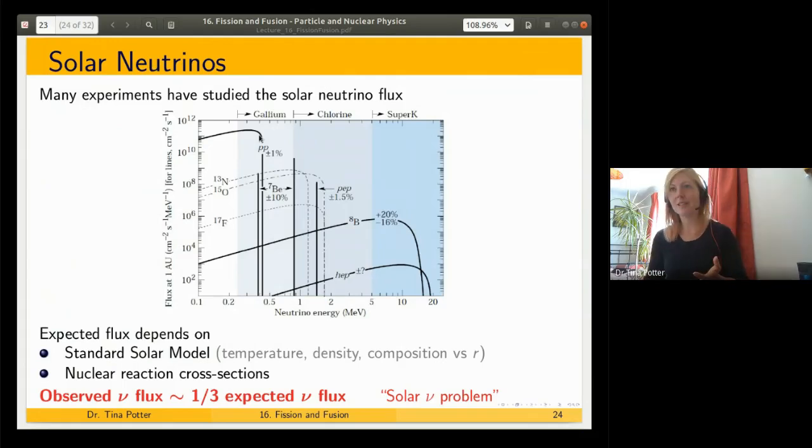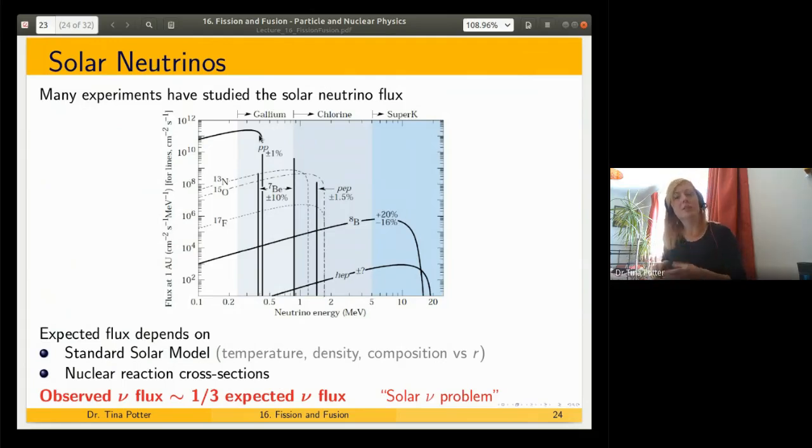So, do we understand the temperature of the sun and how that changes from the core all the way to the outside of the sun? So, how does the composition of the sun change with radius? How does the density of it change? And how does the temperature of it change? And we need to test that we understand our nuclear cross sections as well as the composition of the sun.